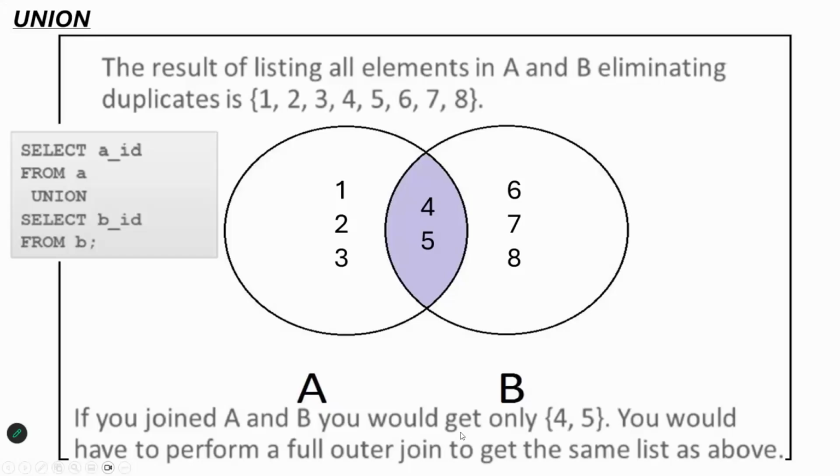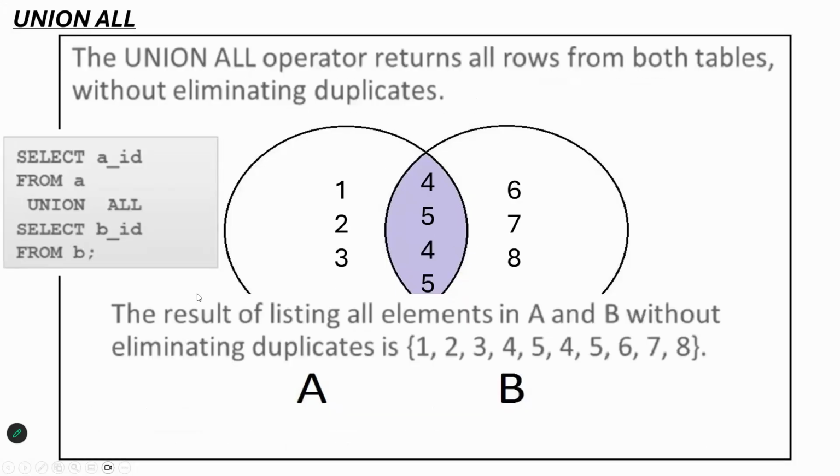If you join A and B, you would get only the 4 and 5, and that's a different type of scenario. But in a union, all the data is returned, no duplicates. That's the key here. Now, union all will return all of the data from both tables. So you'll get 1, 2, 3, 4, 5, 4, 5, 6, 7, 8. It returns all the data, including duplicates.